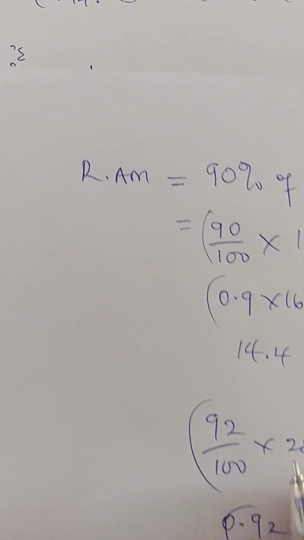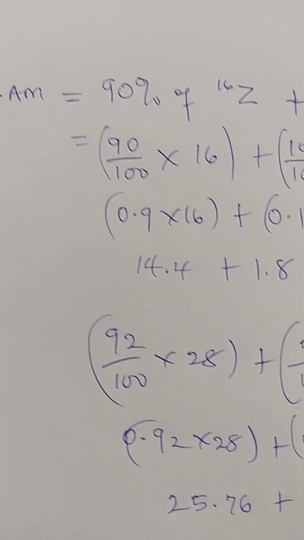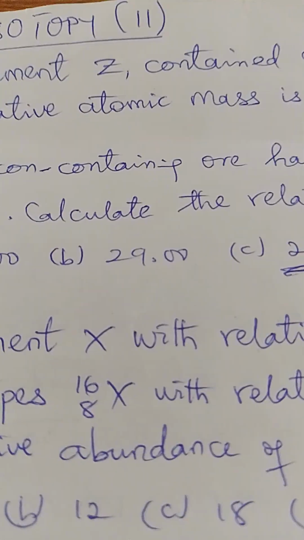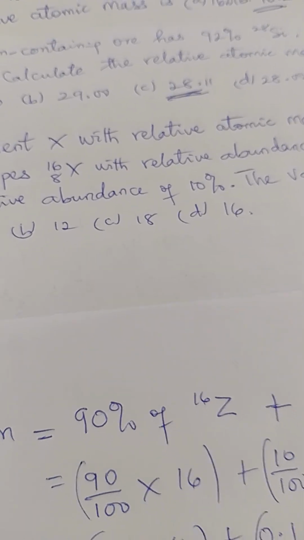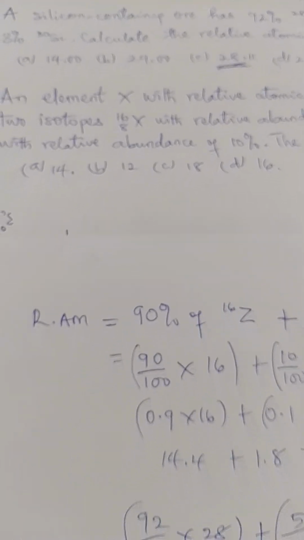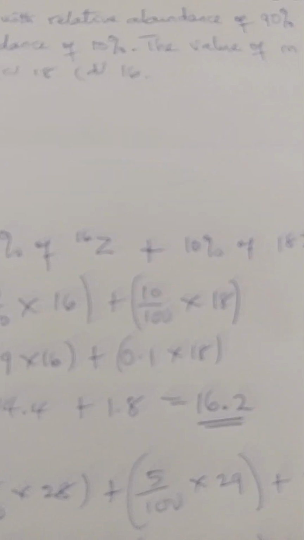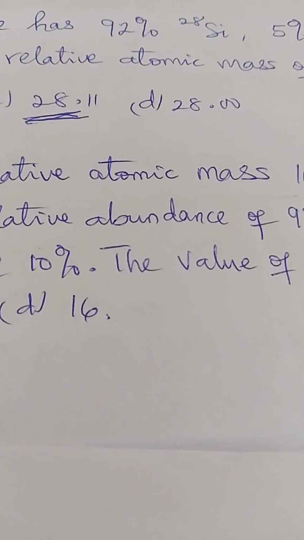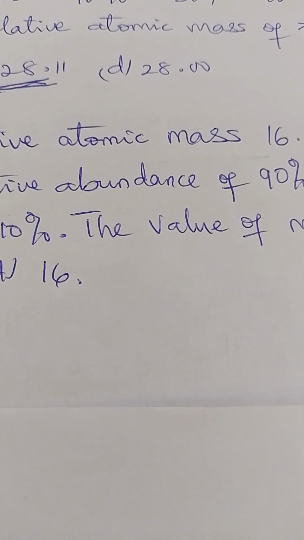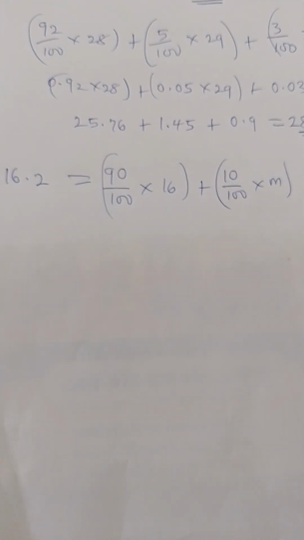Relative atomic mass in this case is 16.2. That equals to what? Contains two isotopes, 16 over 8 X with relative abundance of 90. So that will be 90 over 100 times 16. Are we together? Plus the other one, M X with relative abundance of 10%, so that will be 10 over 100 times letter M. This is the equation we are going to solve.